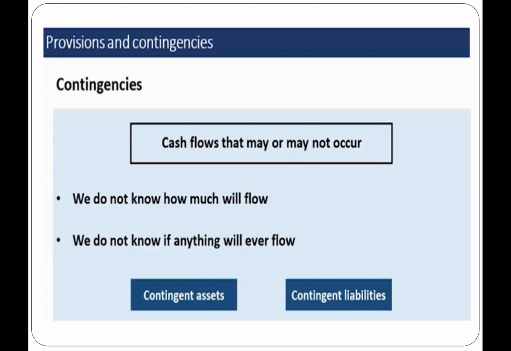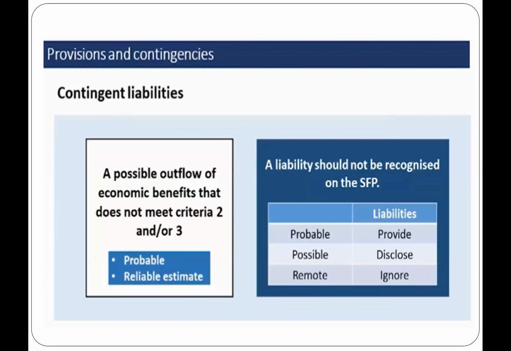So we do not know how much we may be asked to pay. If we don't know how much, it means we are not able to determine a reliable estimate of the amount that we may be asked to pay. We do not know if anything is ever going to flow. So we are not very sure if we are ever going to be asked to actually pay anything. Contingencies could be contingent assets or they could be contingent liabilities.